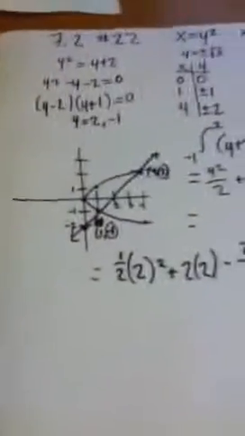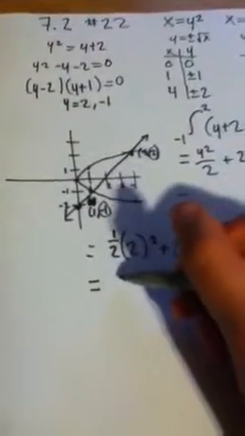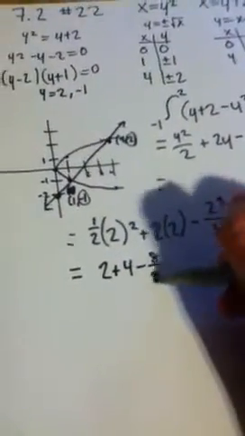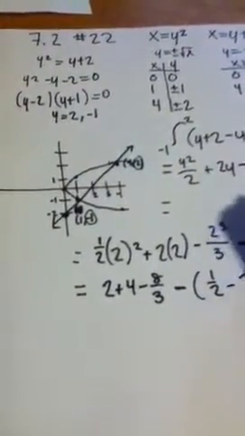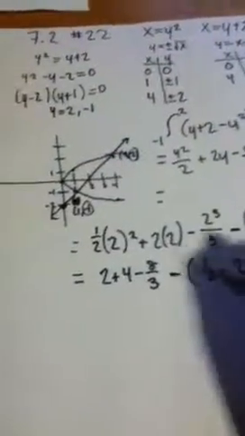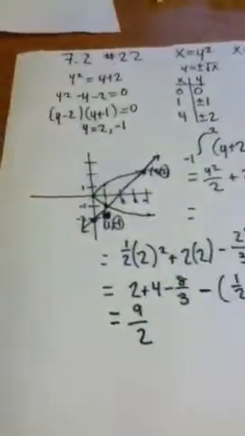And if you were to simplify that a bit, it would be the same as saying 2 plus 4 minus 8/3 minus 1/2 minus 2 plus 1/3. And remember to distribute the negative there. So if you do all of that, you should get the answer of 9/2.